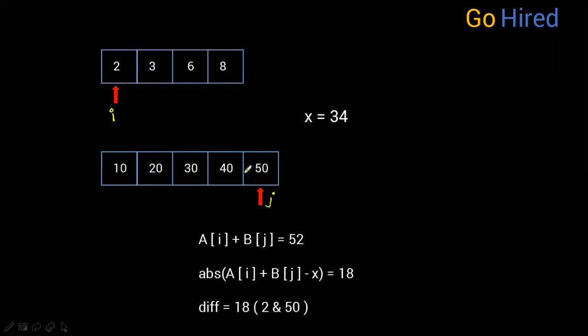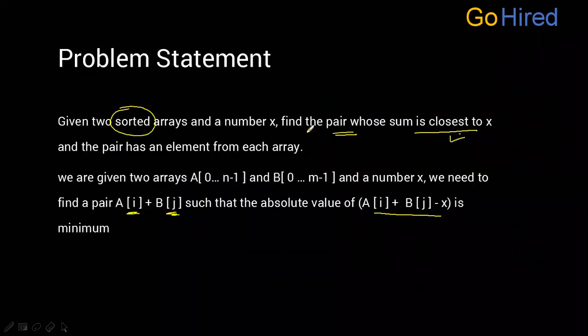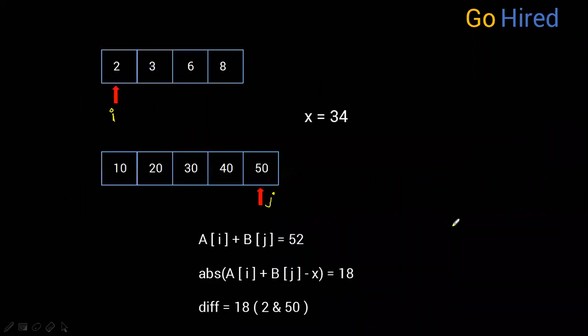That means I have to reduce j. So I reduce j. Again, I have 40 and 2, which is 42, greater than 34. The difference is 8, previously it was 18, but the sum is still greater than 34. So I reduce j to 30, and see 30 plus 2 is 32. The difference is 2, but the sum 32 is smaller than 34. So with the approach I took, if it is smaller, I need to increase it.